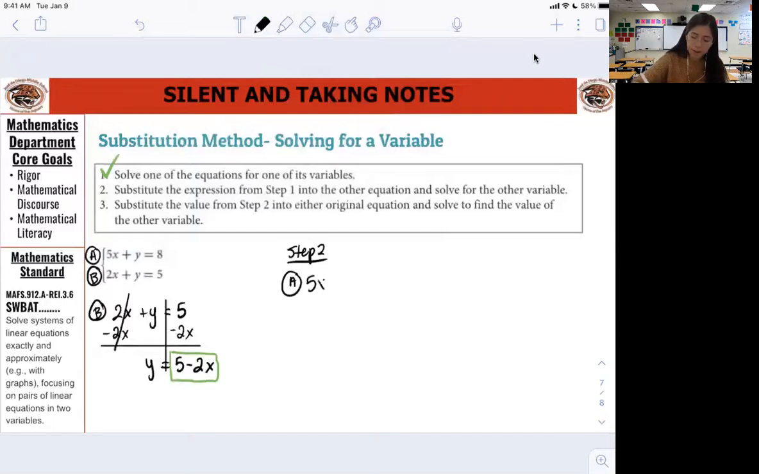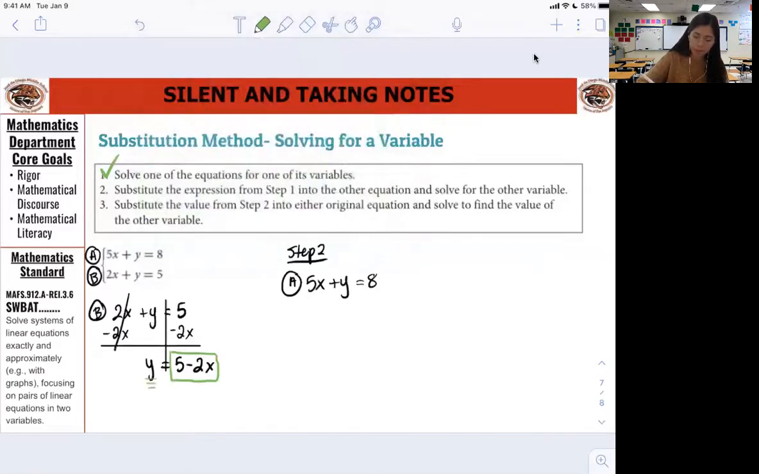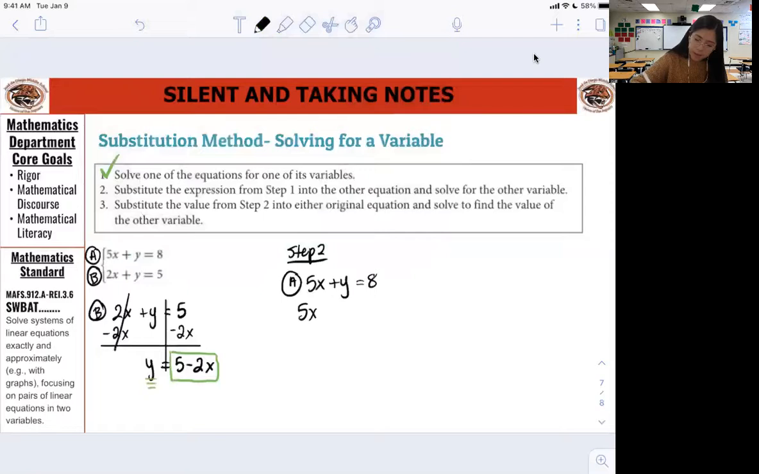I have 5x plus y equals 8. I'm going to take what I got in the first step and plug it in for the letter y, for my y variable, since that's what we solved for. So I have 5x plus, I'm going to put my parentheses, 5x plus 5 minus 2x equals 8.